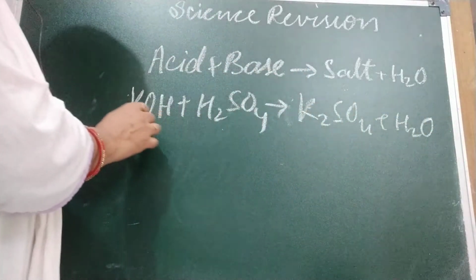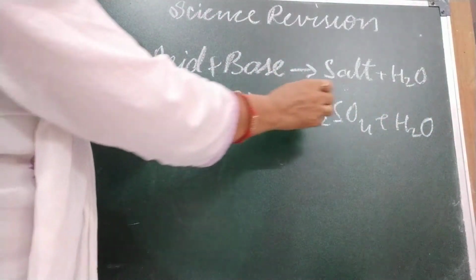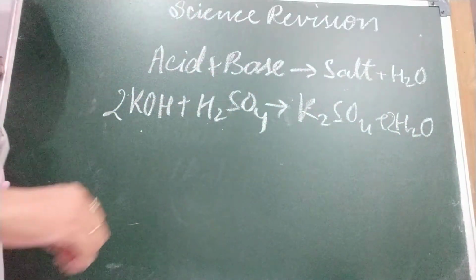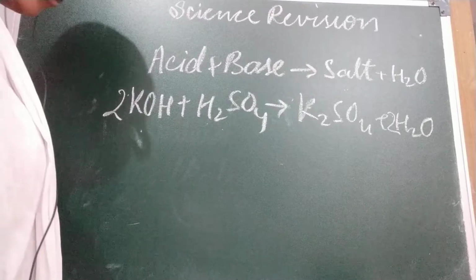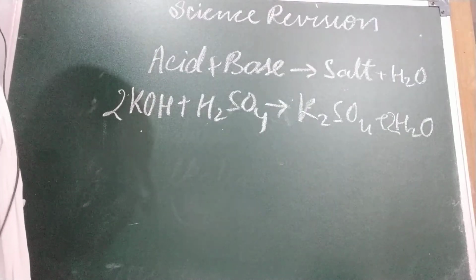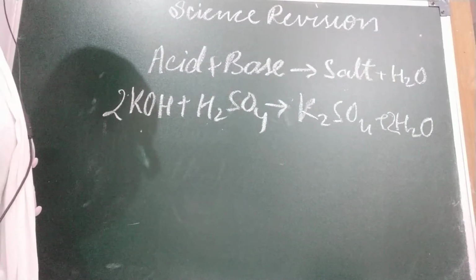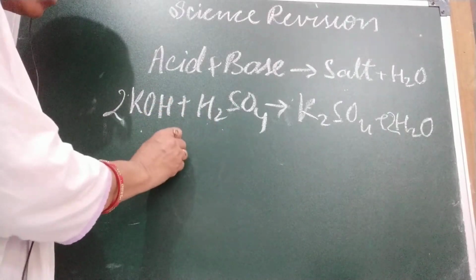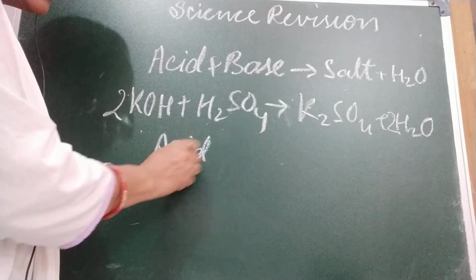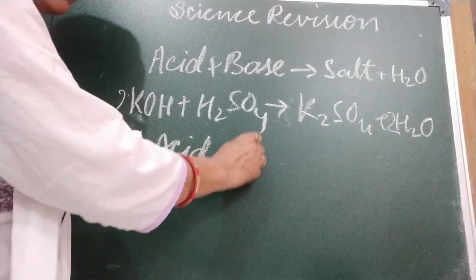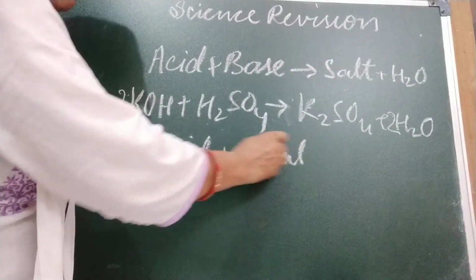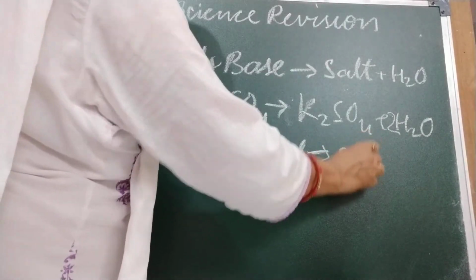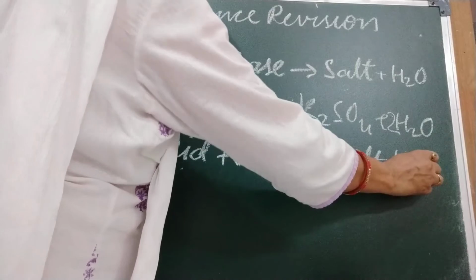We are going to balance it, 2H2. Okay, so this reaction is called neutralization reaction. And also children, when acid reacts with metals, one thing also you keep in your mind: when acid reacts with metal, they also give salt and hydrogen gas. Salt and hydrogen gas.